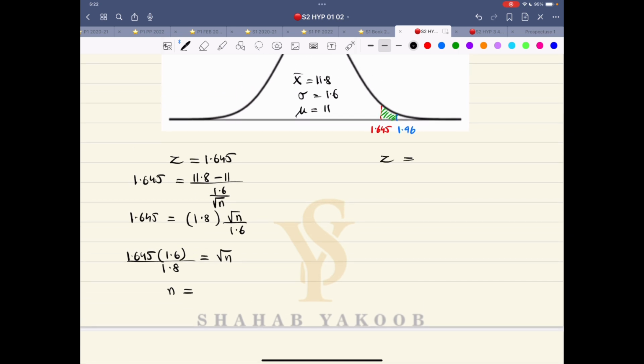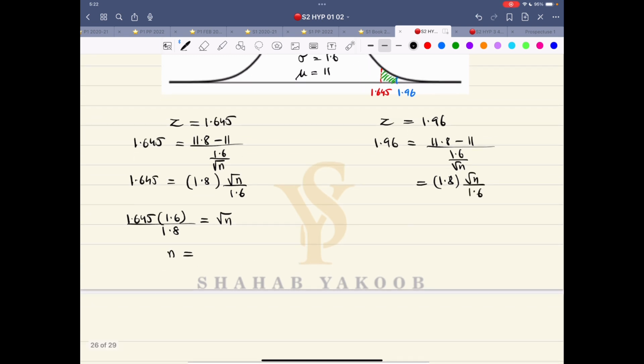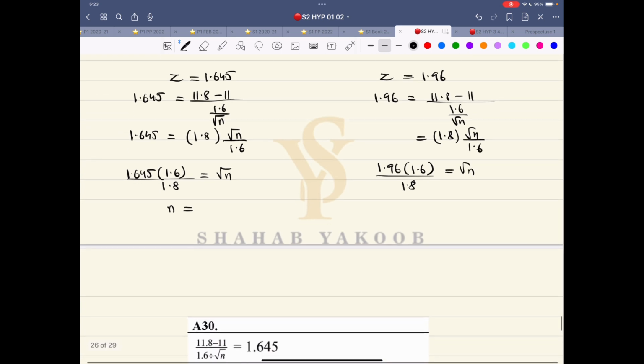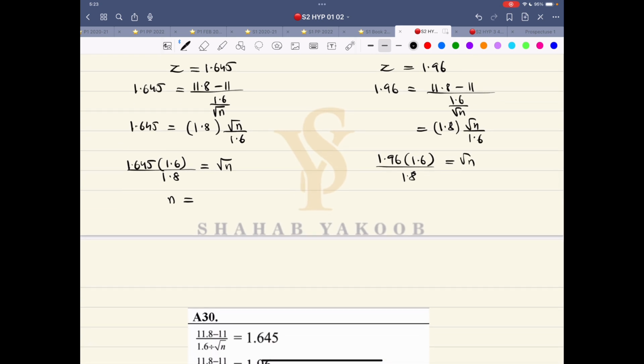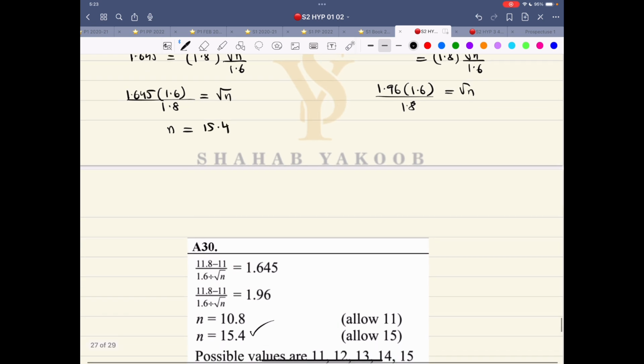Similarly, let me use z as 1.96. Therefore 1.96 is 11.8 minus 11 divided by 1.6 over root n, which again is 1.8 times root n divided by 1.6, and therefore 1.96 times 1.6 divided by 1.8 gives me root n. So we are getting two values of root n. One of the values is coming out to be 15.4, that is this value. The other value is coming out to be 10.8, that is this value.